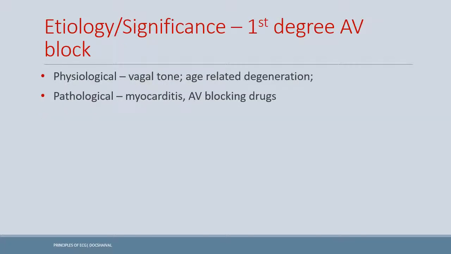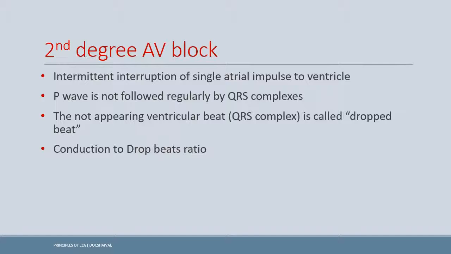Now, what are some etiologies behind the first degree AV block? Usually the AV block can be physiological. This is a thing to be kept in mind, that first degree AV block is most of the time benign, and it is physiological, due to the increased vagal tone or due to age-related degeneration. But it can also be pathological in myocarditis, or when we are using some AV blocking drugs like digitalis and all.